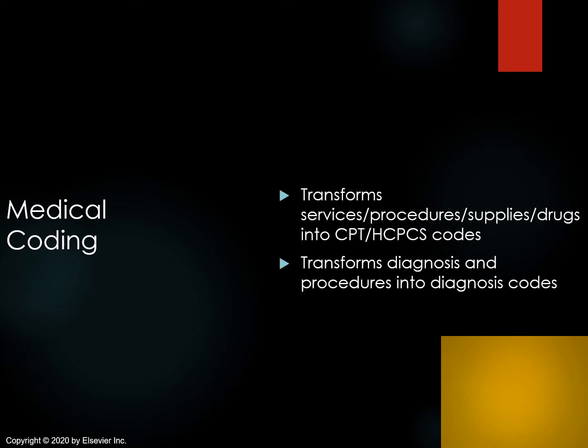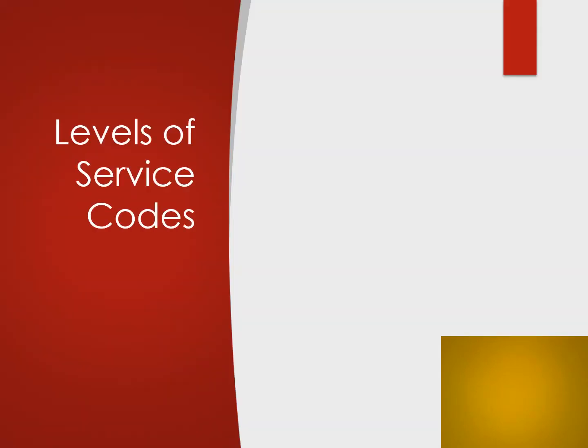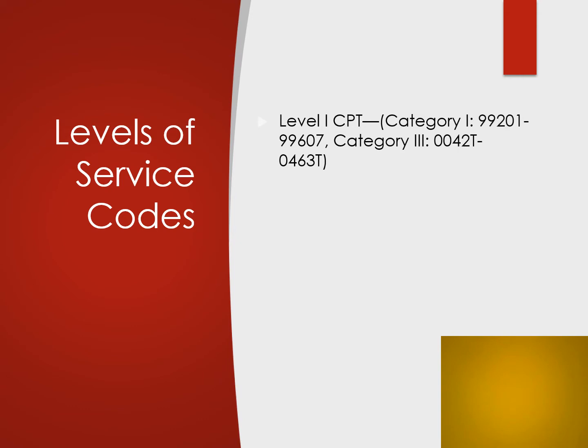Medical coding transforms services and procedures, supplies, drugs, etc. into CPT HCPCS codes. And we have three different levels of codes. We have level 1 CPT, which is 99201 all the way to 99607. And the category 3 codes I had spoken to you about, they all end with the letter T. Letter T right here. And because they're temporary codes.